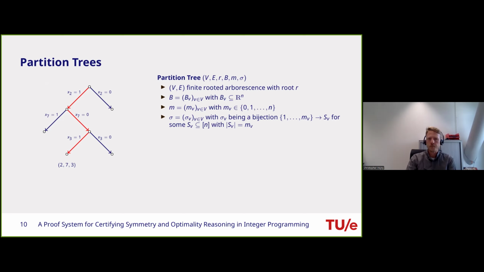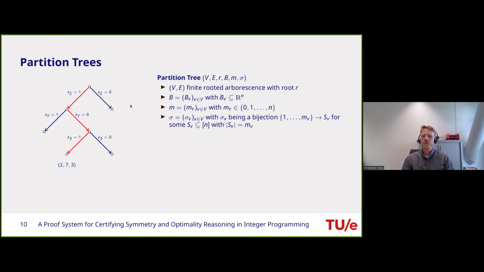A partition tree consists of 6 elements, a set V and a set E, which define a finite rooted arborescence. And this R is then the root node of this arborescence. You can think about it, if you want, as the branch and bound tree that we create, where R is the root node. When we split it, we add 2 child nodes to this arborescence, which models the respective child problems of the problem that we've just split. But in principle, this arborescence is unrelated to the branch and bound tree.